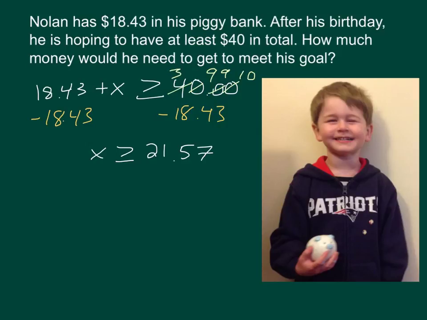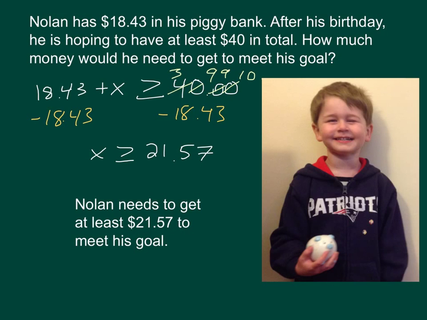2157. And so as long as Nolan gets at least $21.57, he would meet his goal. So if he just got $20, wouldn't be enough. If he got $25, it would be enough. Now for word problems, we want to put it back into a sentence, so let's do that.